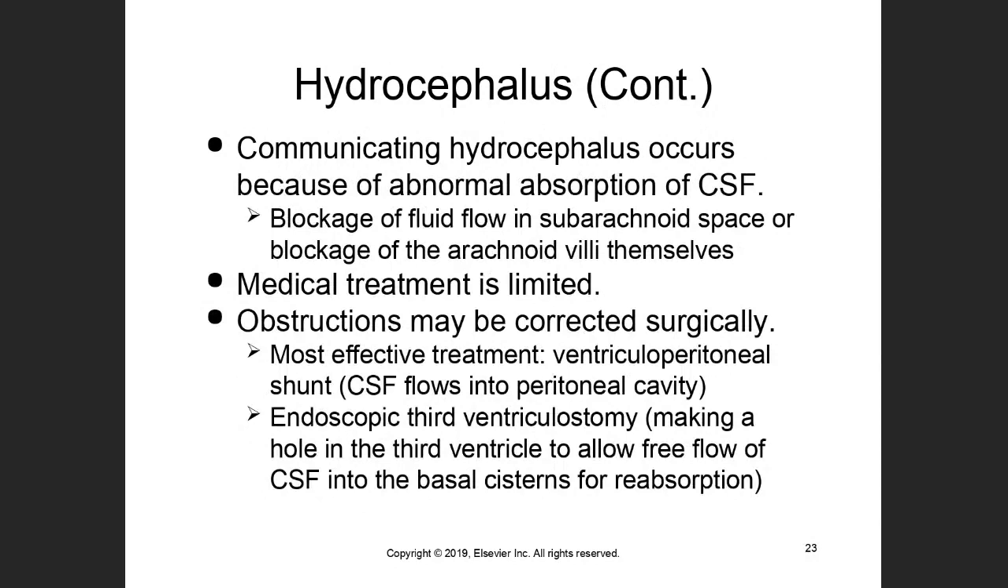Hydrocephalus, we have obstructive and communicating. Communicating hydrocephalus occurs because of abnormal absorption of CSF, blockage of fluid from the subarachnoid space, or blockage of the subarachnoid villi themselves. In the subarachnoid space, we have the subarachnoid granulations. If you damage the subarachnoid granulations, then you produce communicating hydrocephalus, and it's common in meningitis.